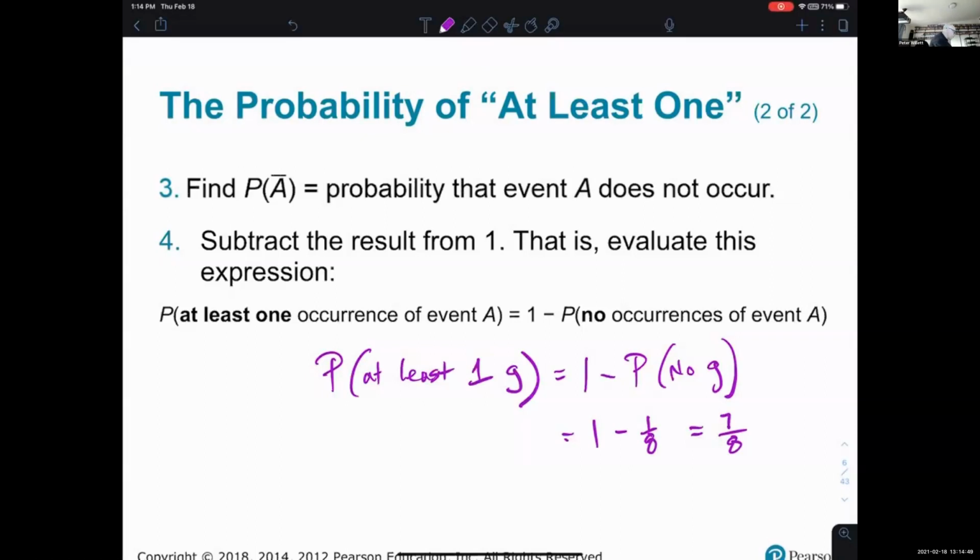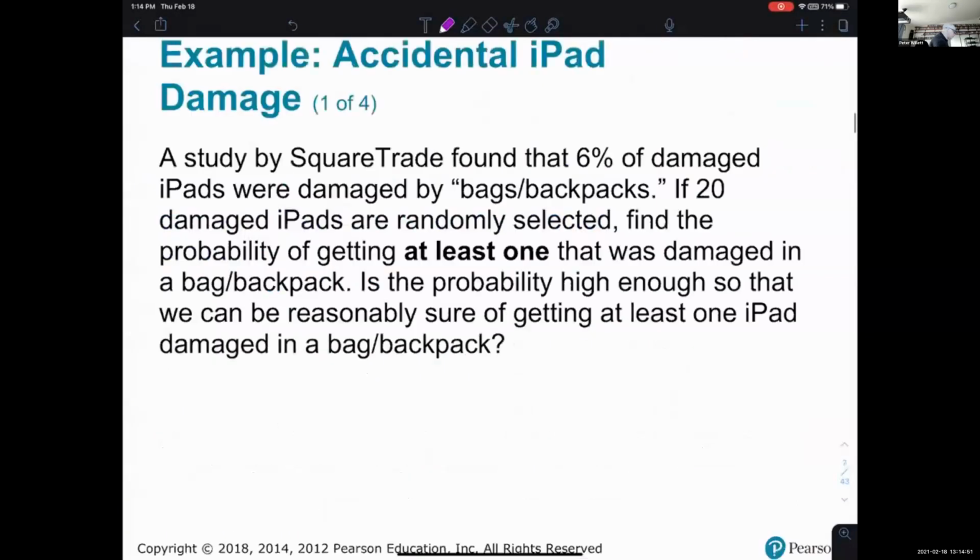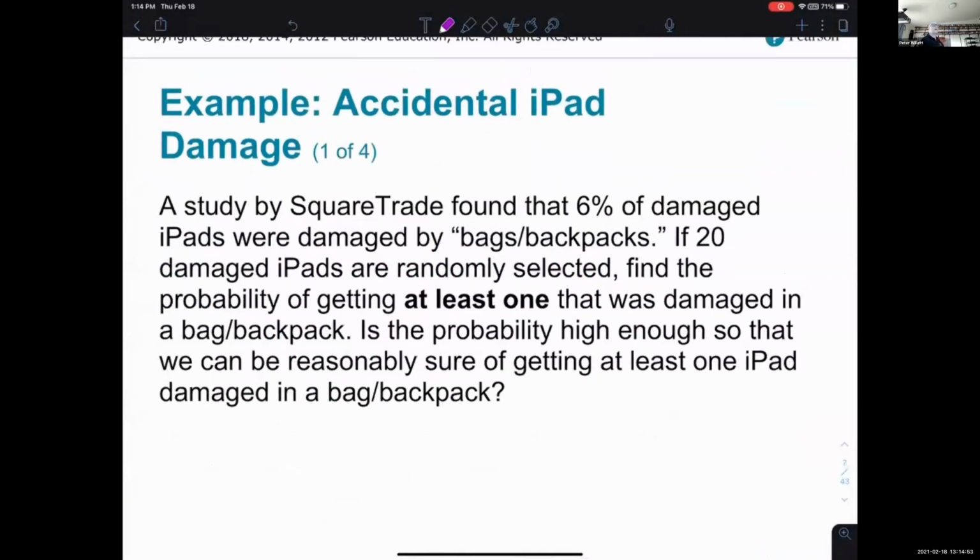All right, let's see if their example is also helpful. They devote 4 slides to it, apparently, 1 of 4. A study by Square Trade found that 6% of damaged iPads were damaged by backpacks. If 20 damaged iPads were randomly selected, find the probability of getting at least 1 that was damaged in a bag or a backpack.